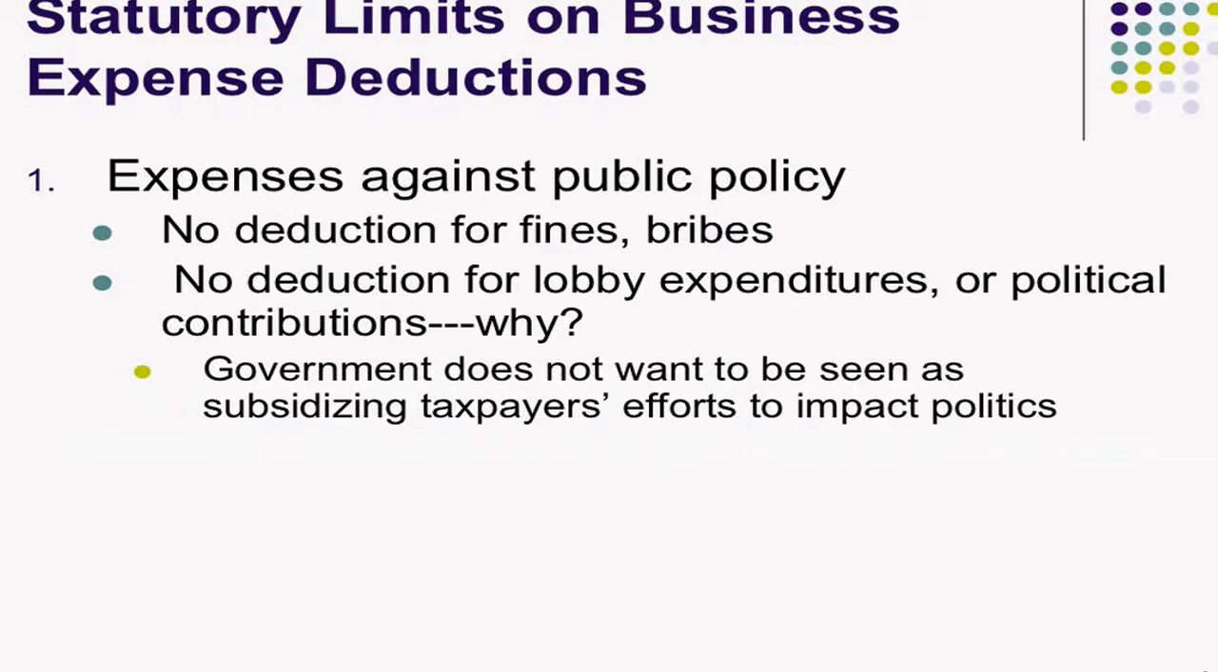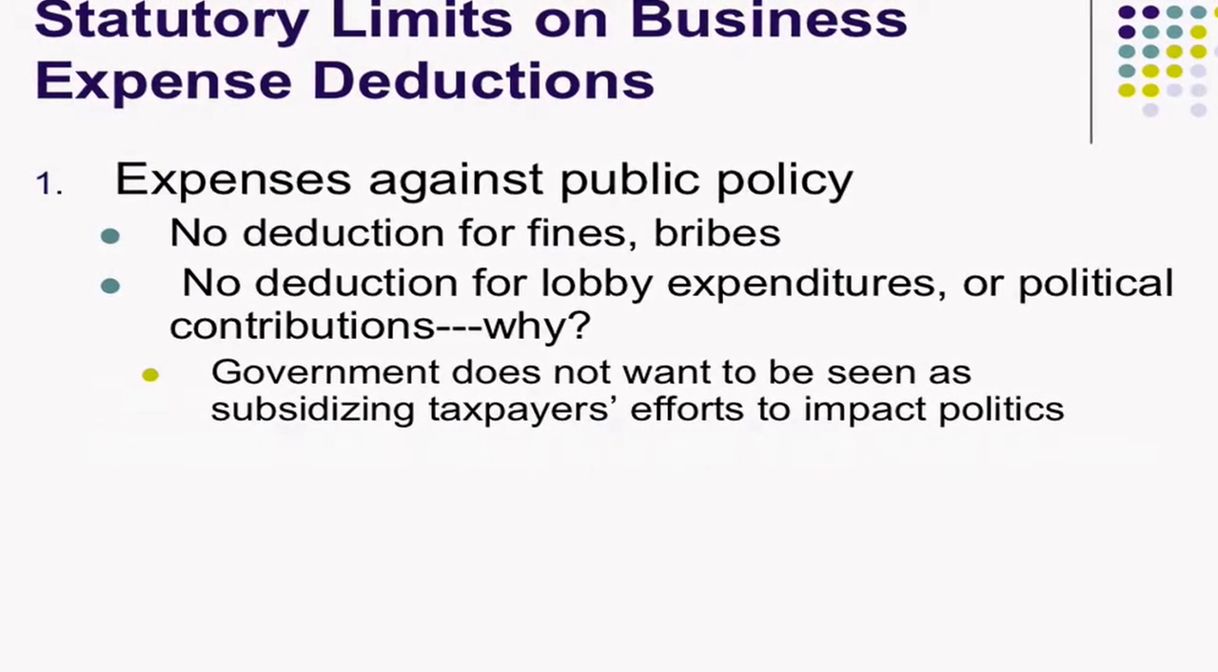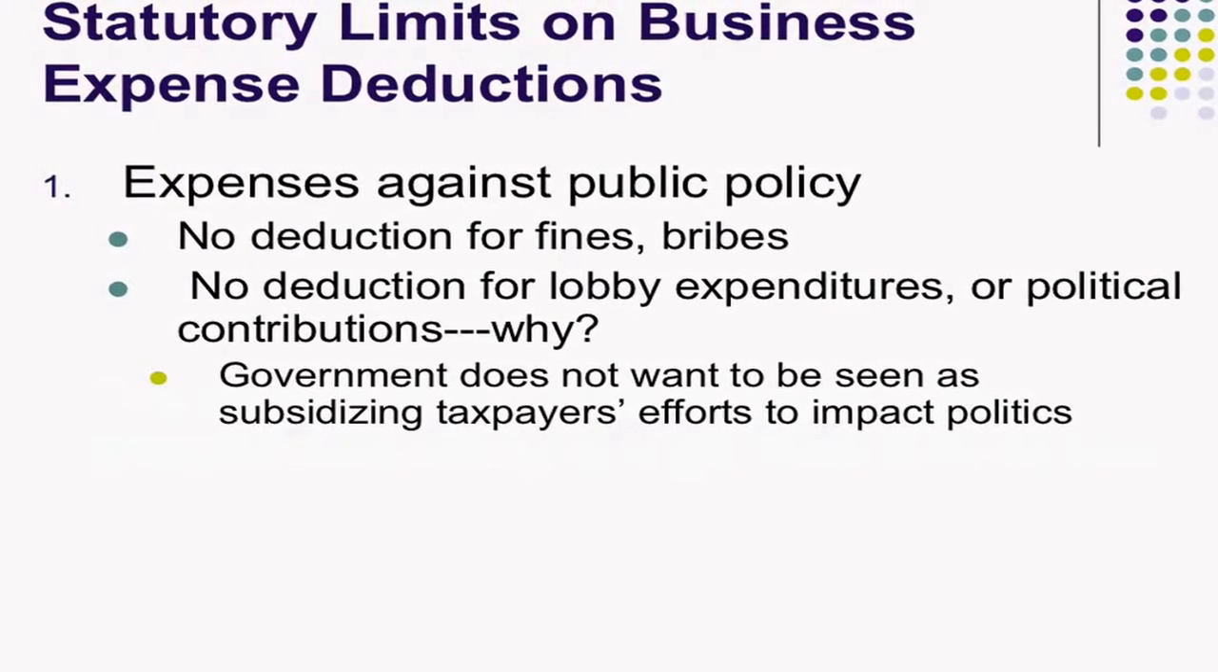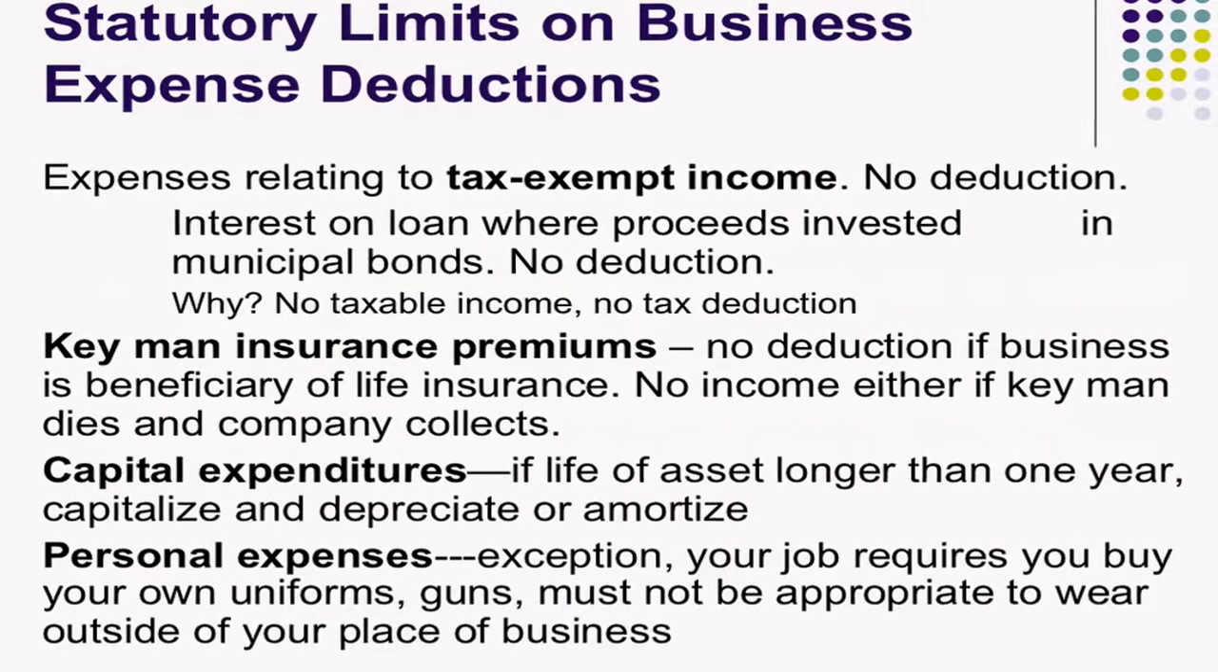If it was part of the code that you got a deduction for lobbying expenses or political contributions, wouldn't that be an incentive to even spend more on those things? And Congress says, yeah, sure it would be. And so what happens is we would be incentivizing the ability of taxpayers to modify politics, to change politics, and we don't want to do that. So those are some of the things that are expenses against public policy.